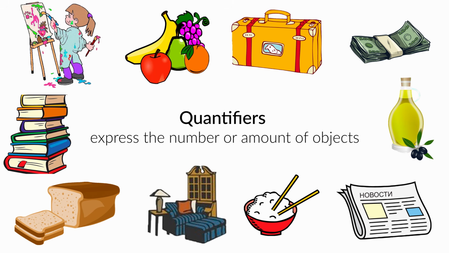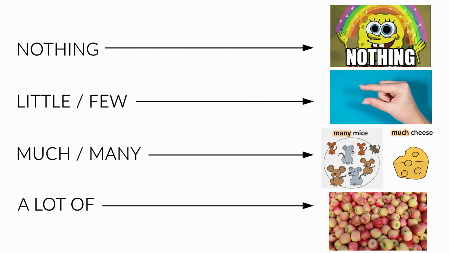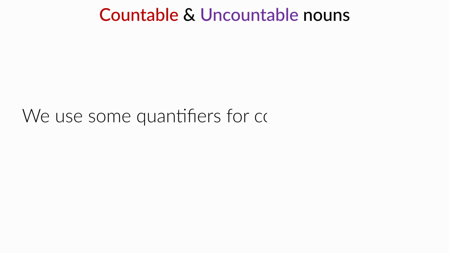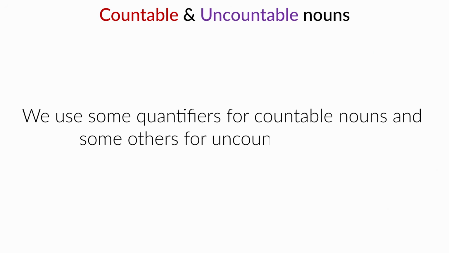Quantifiers do not replace the exact number of something; they describe an undefined number of objects with a scale from 0, that means 0%, to all, that means 100%. We use some quantifiers for countable nouns and some others for uncountable nouns. Now it's time to remind you what countable and uncountable nouns are.